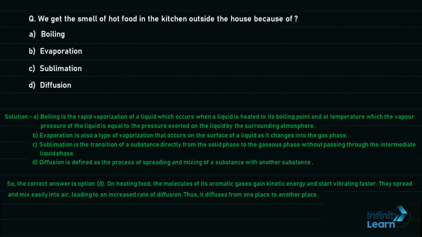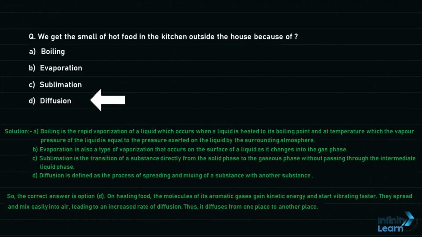So the correct option for this question will be our option number D, as on heating food, the molecule of its aromatic gases gain kinetic energy and it starts vibrating faster. They spread and mix easily into the air, leading to an increased rate of diffusion. So it will diffuse from kitchen to outside the house, as kitchen have a higher concentration and outside the house will have a lower concentration. So it will move from higher concentration to lower concentration.